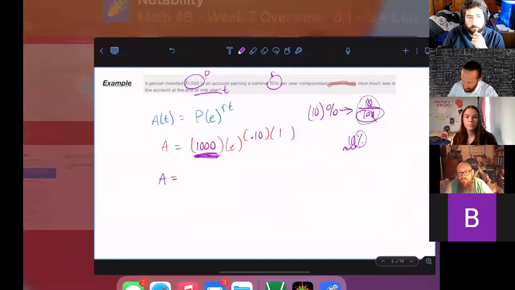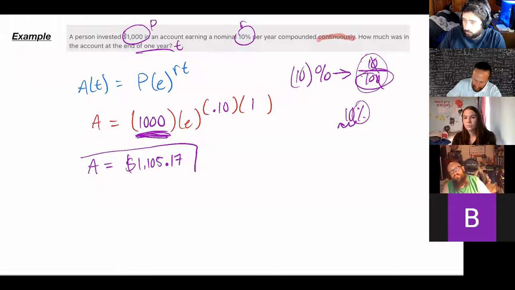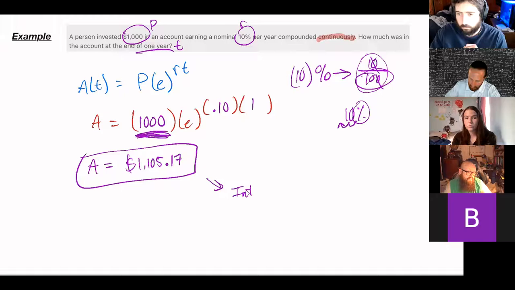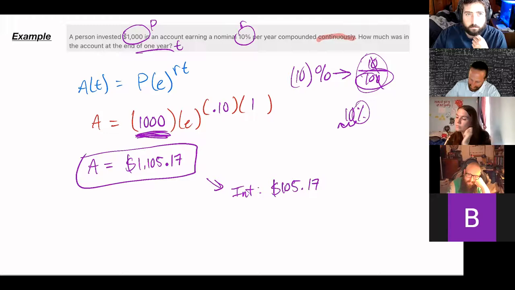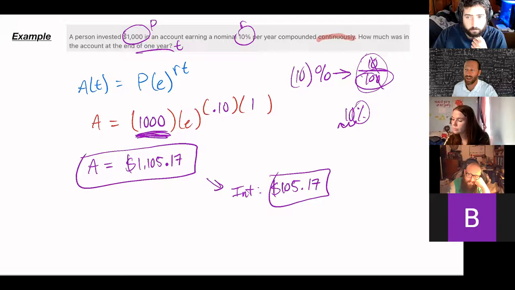So what if they asked how much did we make in interest? What would you do to that? Subtract 1,000. Very good. Take away your principal and you would say you earned a whopping $105.17 at 10%, my friends, continuously compounded every second of every second. You guys only get it once every month at 0.01 of a percent. Do the math on that, and you'll see how little you're really getting by putting it in the bank and leaving it there. Yeah, it's safe, but that's about all it is, okay?